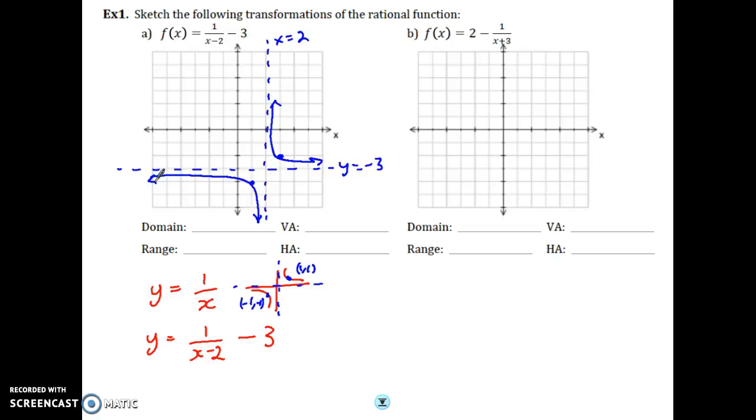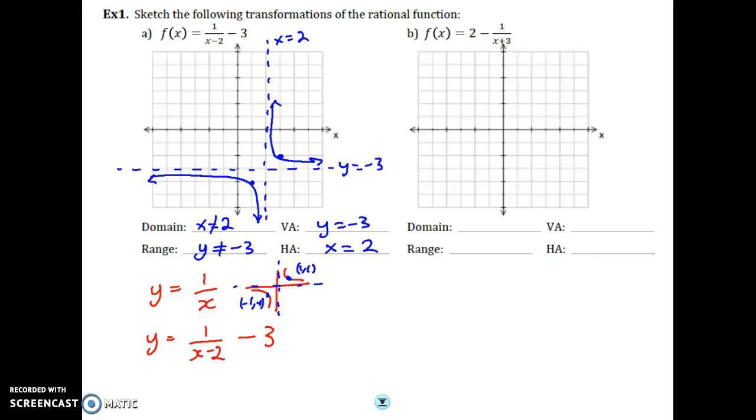And so the domain that we should have for this function is that x does not equal +2. The vertical asymptote is y equals -3. The horizontal asymptote is x equals 2. And the range is that y does not equal -3. Actually, notice I've got a mistake there for my domain. It should be that x does not equal 2.